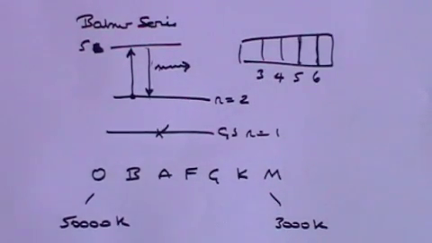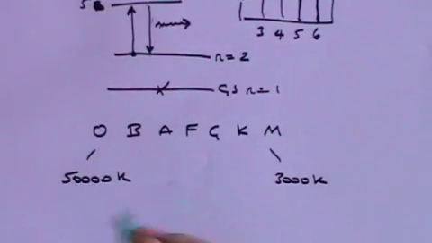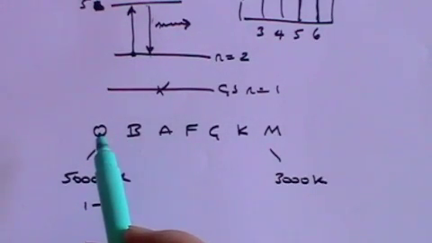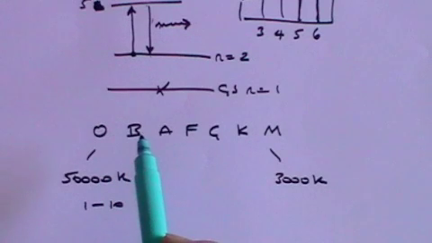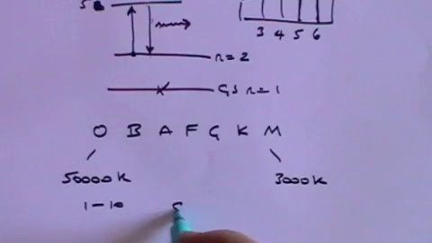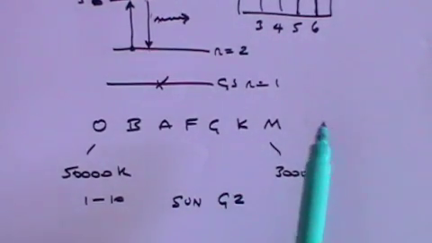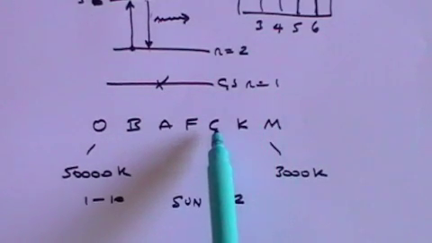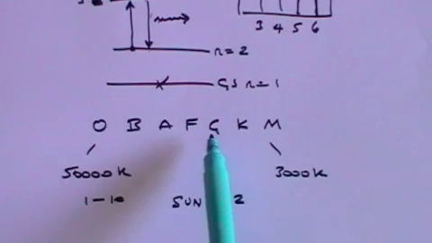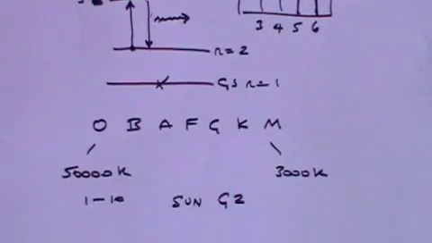And just to make it more awkward, each of the letters is further subdivided into categories 1 to 10. So you can have an O1 up to an O10 star, a B1 to B10, and so on. The Sun, our very own Sun, is category G2. So you can see that it is at the cool end of the spectrum. It's about 5,800 degrees Kelvin as its surface temperature.